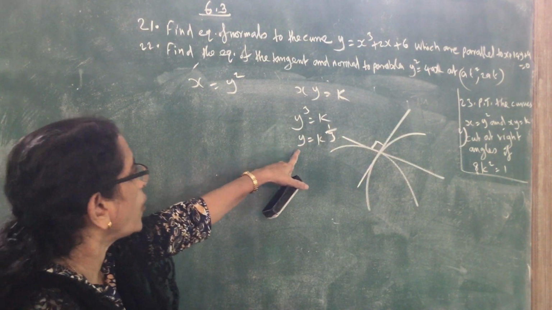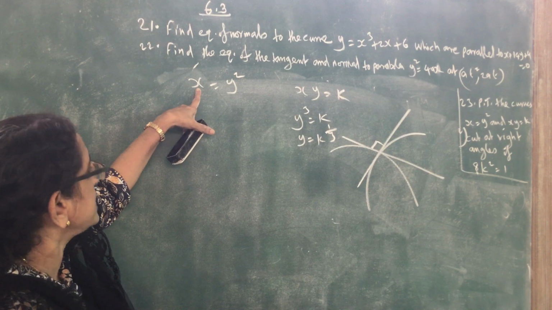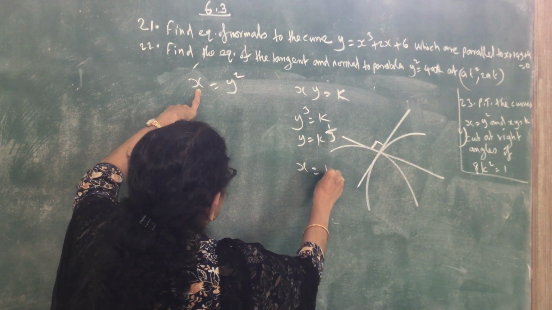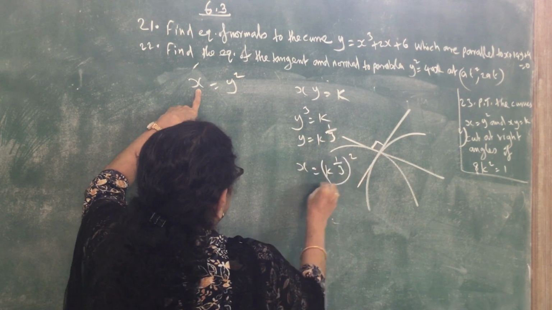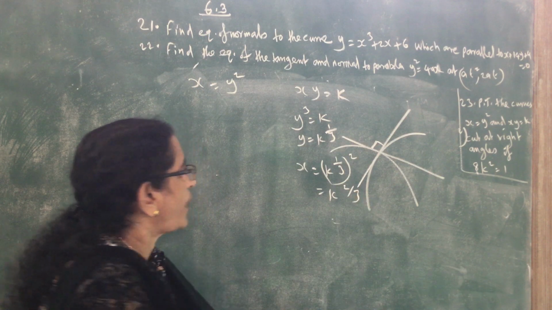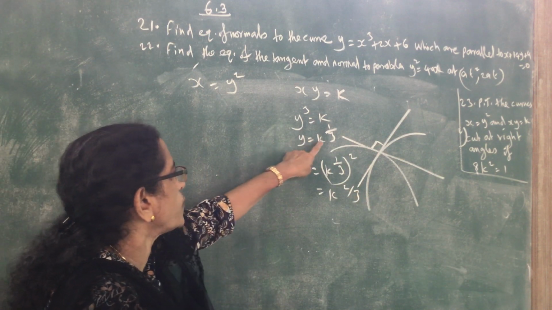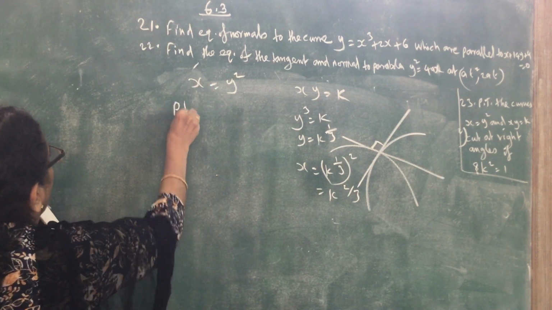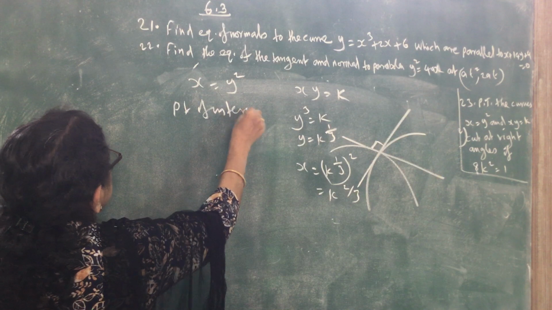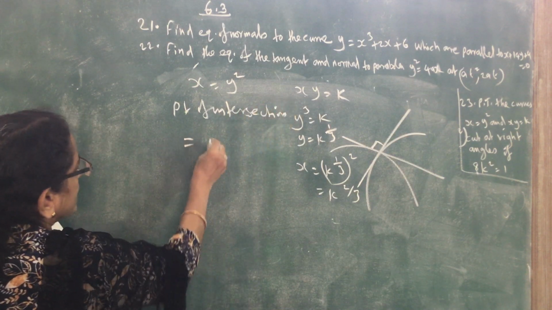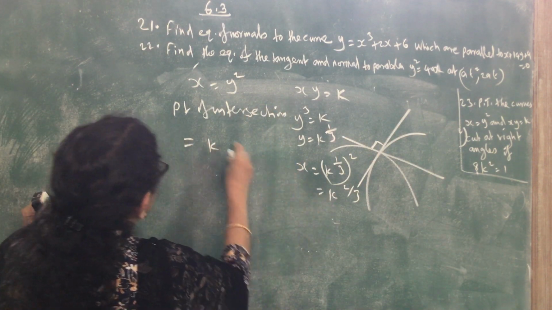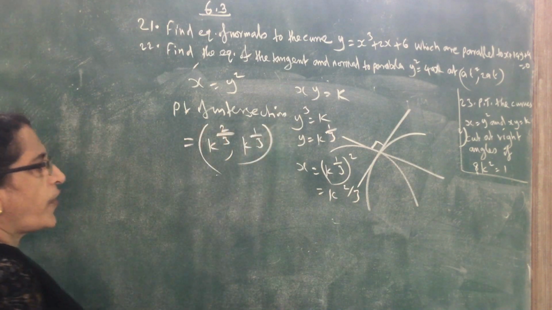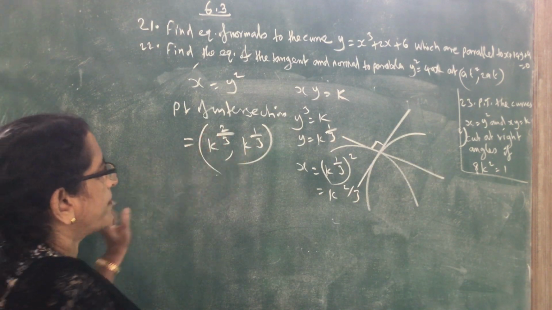Now we got the y coordinate. Now substituting in this we get the x coordinate. So here x equal to y square, that is k raised to 1 by 3 whole square, that is k raised to 2 by 3. So the y coordinate is k raised to 1 by 3, the x coordinate is k raised to 2 by 3. So the point of intersection is k raised to 2 by 3, k raised to 1 by 3.